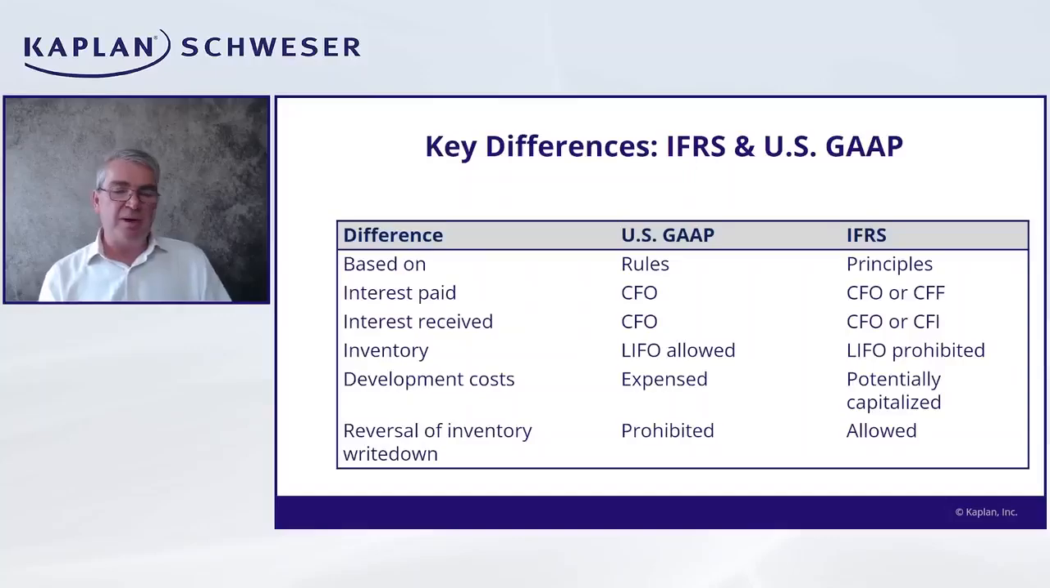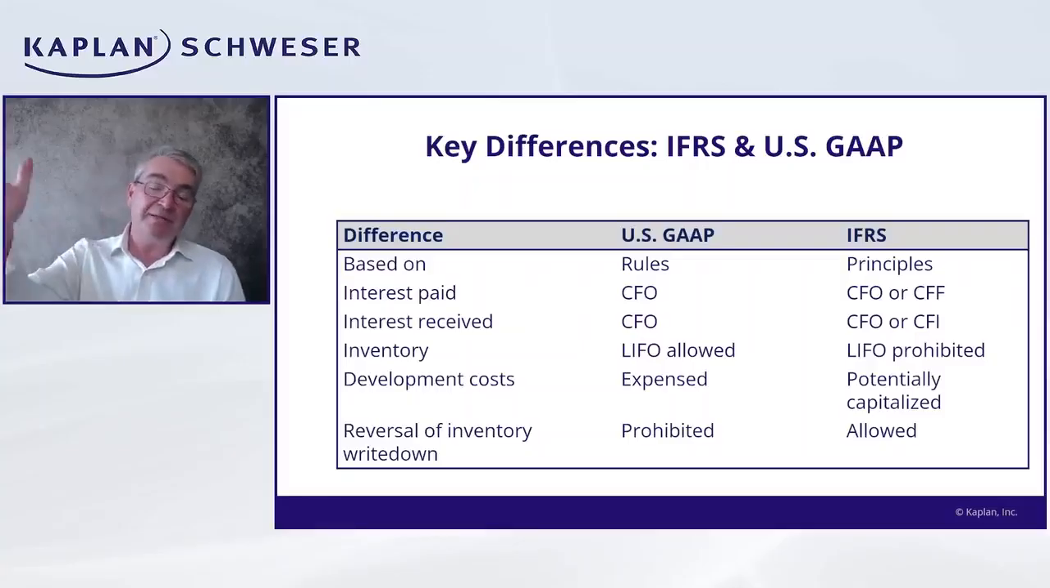Reversal of inventory write-downs under US GAAP. It's prohibited. Under IFRS, it's allowed. So the rules potentially here are we have to hold our inventory in the balance sheet at the lower of cost and net realizable value. There are some other rules that apply to US GAAP, but we'll look at those later. So in other words, if net realizable value has fallen below cost, you have got a write-down. So you have to write your inventory down to net realizable value.